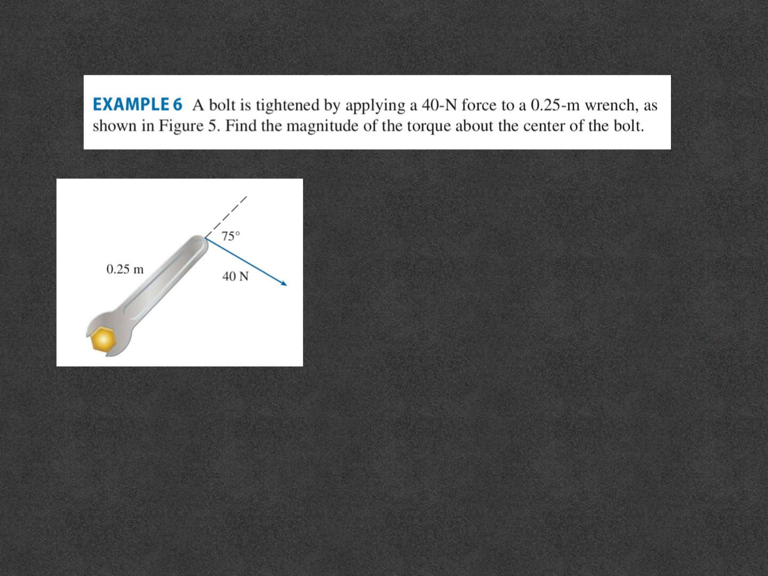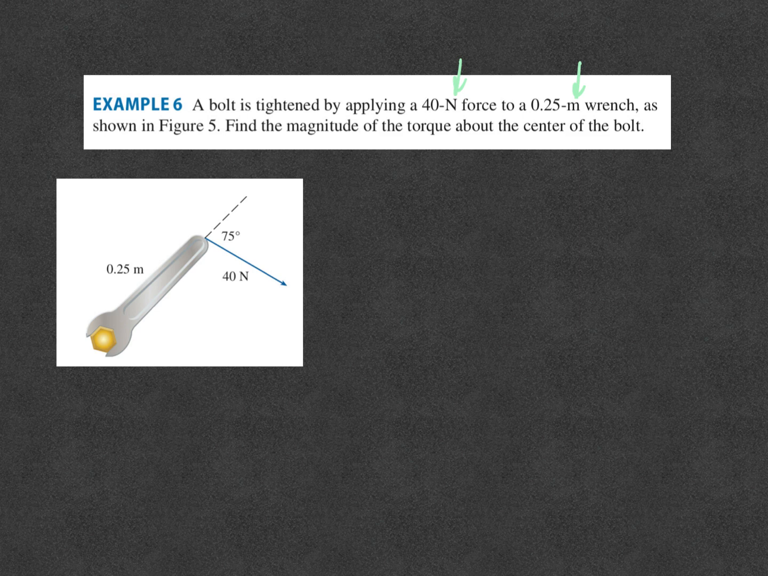We have an example. So this example nicely comes with a picture, and it says a bolt is tightened by applying a 40 Newton force to a 0.25 meter wrench, as shown in figure 5. Now notice it always has to be newtons and meters. So the fact that we're in meters is good. Sometimes it's in centimeters and you have to change it to meters, so keep that in mind. It says find the magnitude of the torque about the center of the bolt.